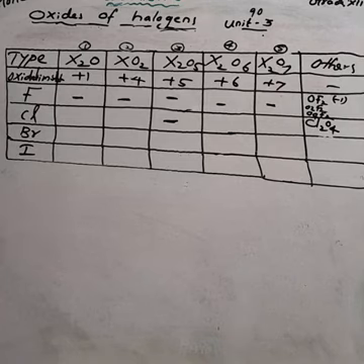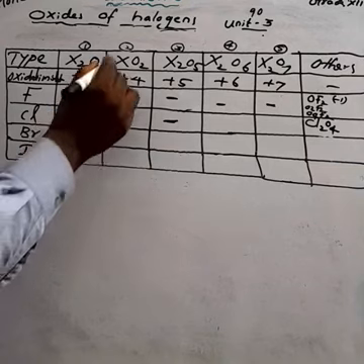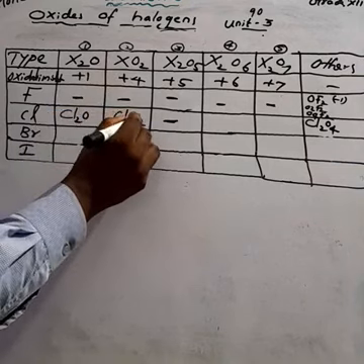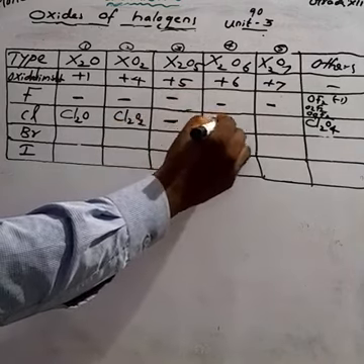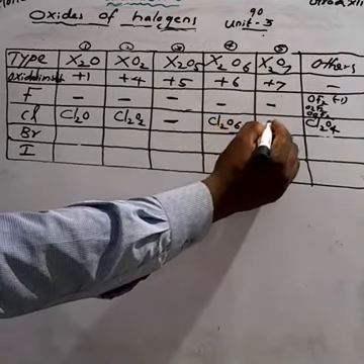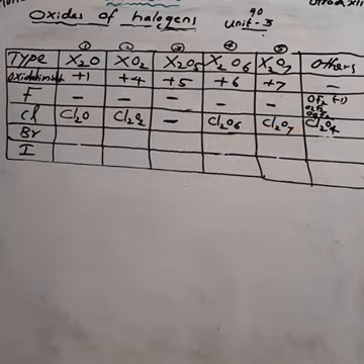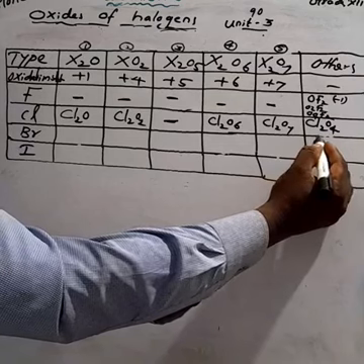For X2O, the example is Cl2O. For XO2, the example is ClO2. For X2O6, the example is Cl2O6. For X2O7, the example is Cl2O7. And also Cl2O4. The oxidation state you have to find out.